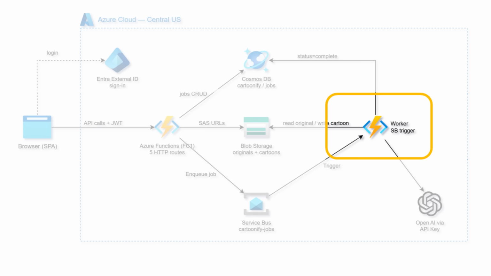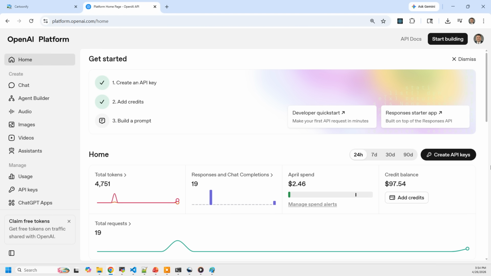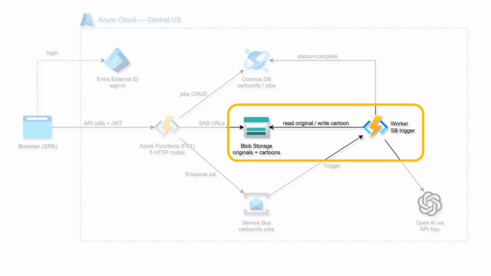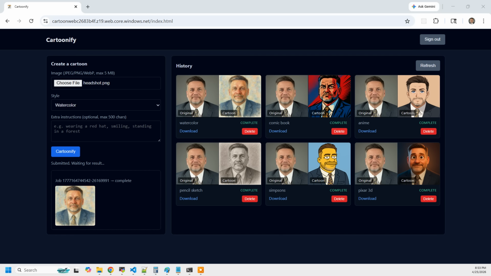The service bus triggers a worker function. The worker function calls OpenAI to generate the cartoon. You'll need to provide an OpenAI API key for the image generation processing. The generated image is written back to the storage account. When processing completes, the job status is updated in Cosmos DB. The web application refreshes and displays the generated image.